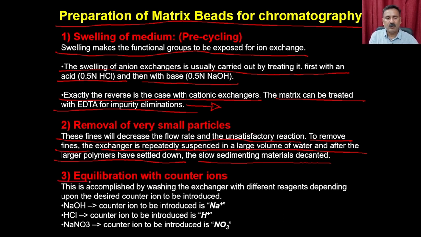Then you are going to equilibrate with the counter ion. This is accomplished by washing the exchanger with different reagents depending upon the desired counter ion to be introduced. For example, you can wash it with NaOH if you want Na+ to bind, so that is what you do for cation exchange chromatography. You can use HCl if you want to introduce H+, and so on.